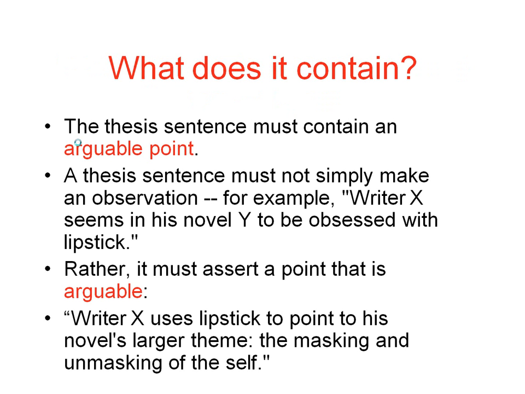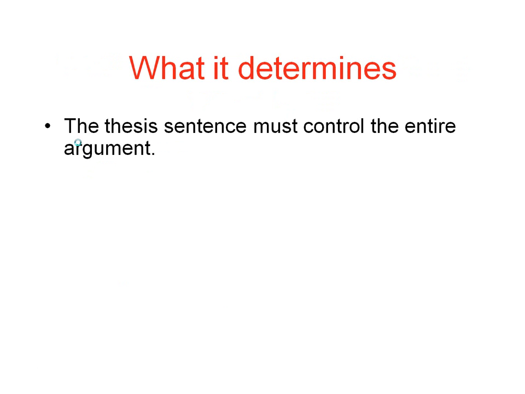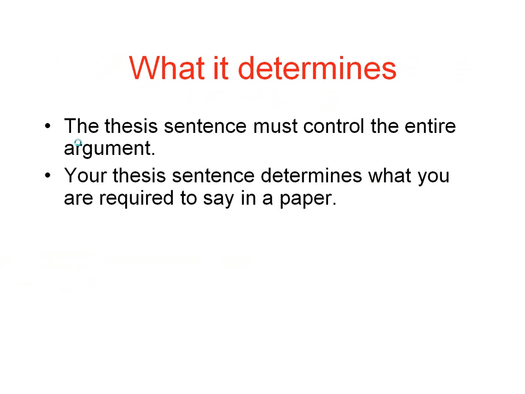Look, that's a complex statement that we can argue with. We can't argue that he seems obsessed with lipstick, because it's mentioned all the way throughout the novel, all right? But instead, you've discovered why the writer, in your opinion, is using lipstick so much, okay? And then you state that. He or she is masking and unmasking the self with lipstick. Okay, what does it determine? It determines the entire argument. A thesis statement makes a point that you stick with through the entire paper. You have to cover what your thesis sentence states in the paper. That's its whole point, okay?